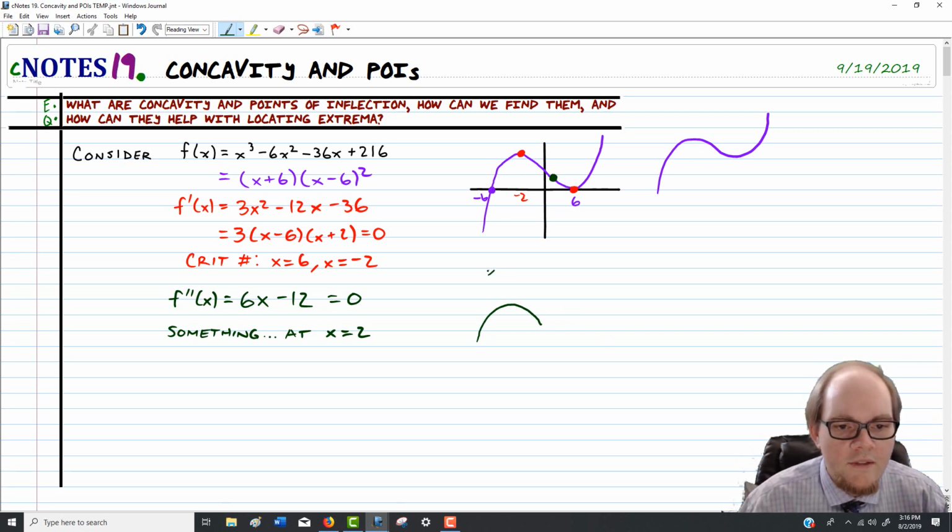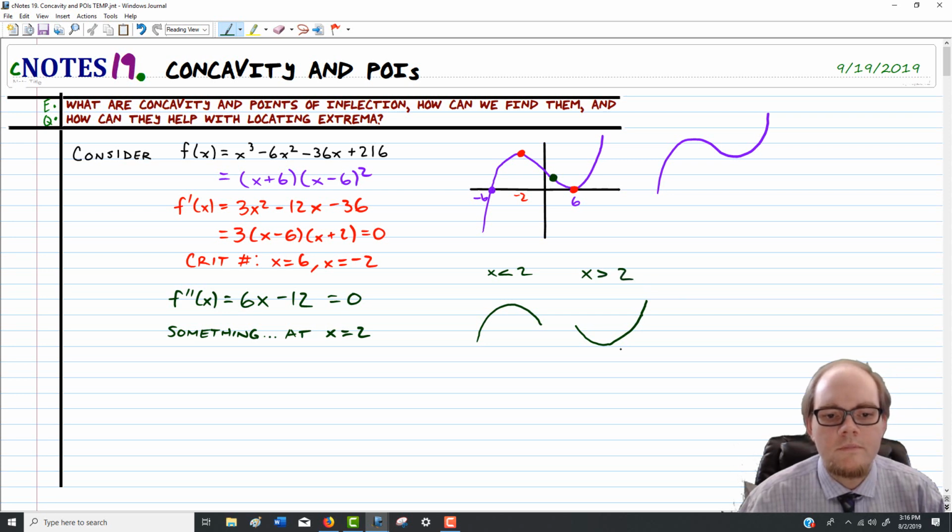And so this is when x is less than 2. And then on the right, when x is greater than 2.